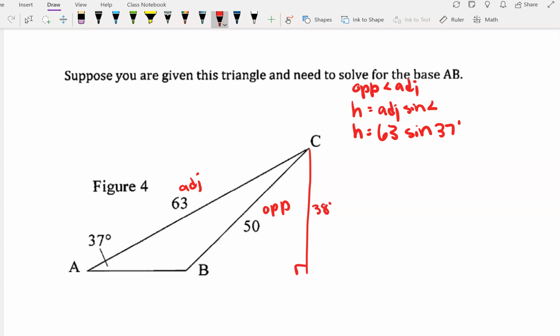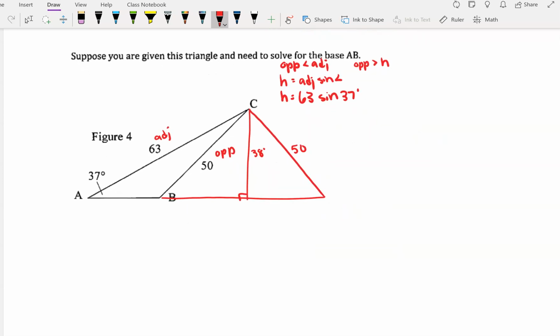So the opposite was less than the adjacent, but the opposite was greater than the height, which means we are going to have two triangles that could happen here. So we've got one drawn here, and what the other one is going to look like is we can swing this side outward. It's still going to be 50, but it's going to be a really long AB. So we're going to use law of sines twice to find that side.